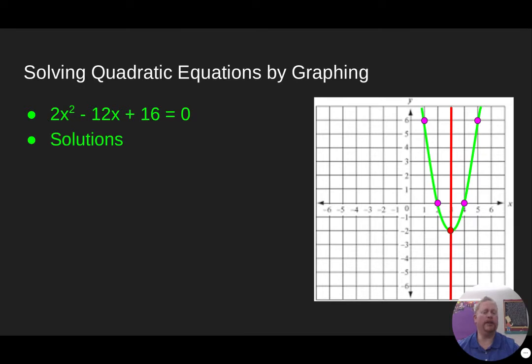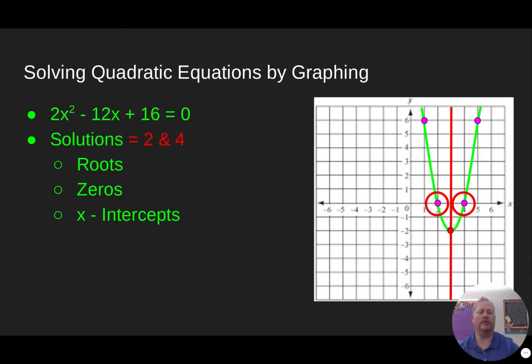And as we've already talked about, the solutions have several different other vocabulary terms associated with it. So there's the solutions, the roots, the zeros, the x-intercepts. They all mean the same thing. So all I have to do is take a look at my graph and see where the x-intercepts are. So they are right there and there. Those are my x-intercepts. So those are my solutions. The coordinates 2 and 4, or more specifically, 2, 0 and 4, 0.